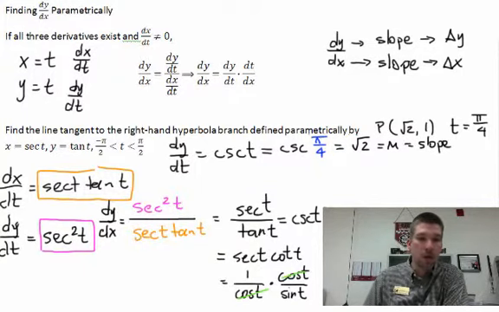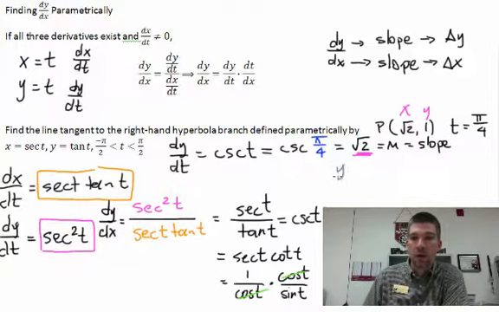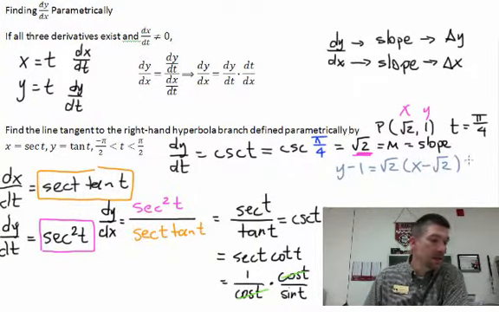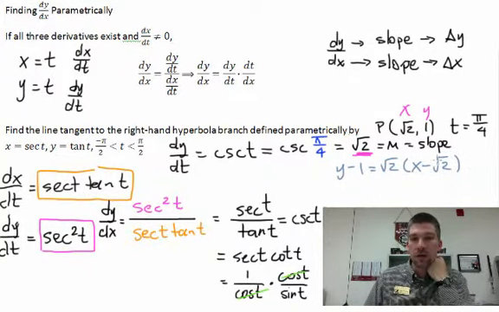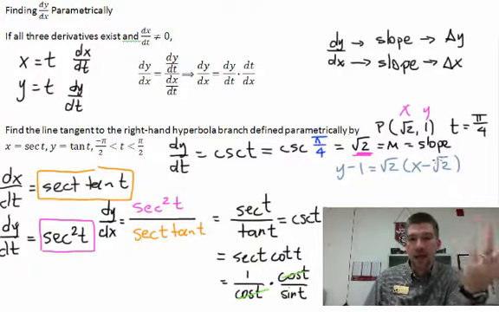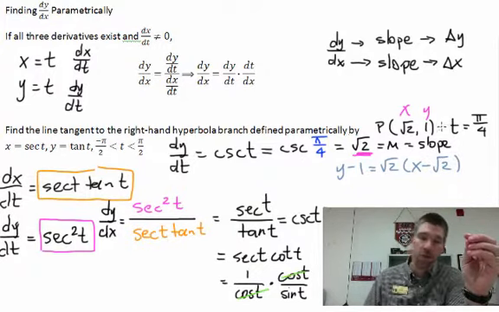And if I know a point on the line and the slope of a line, can I write the equation of the line? And the answer is yes. My equation is going to be y minus the y coordinate equals the slope times x minus the x coordinate. And that's all you need to do on that guy. There's using a parametric equation to find a derivative, and then taking that and finding the slope at a specific point.